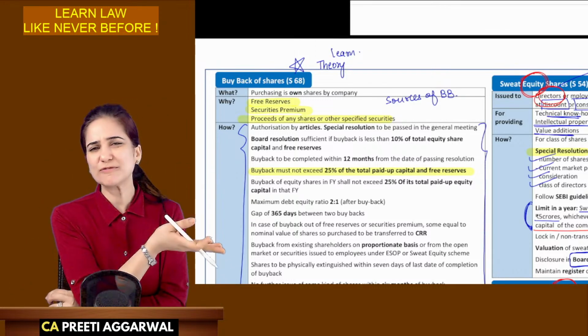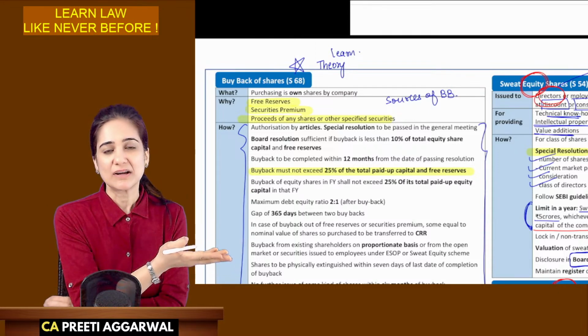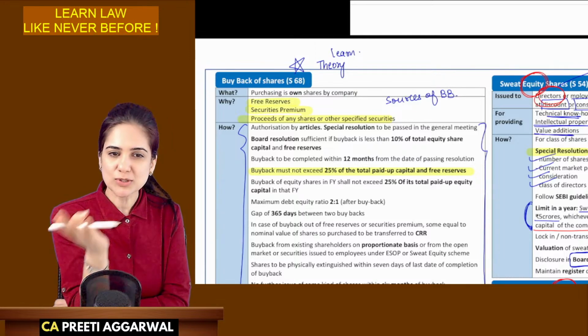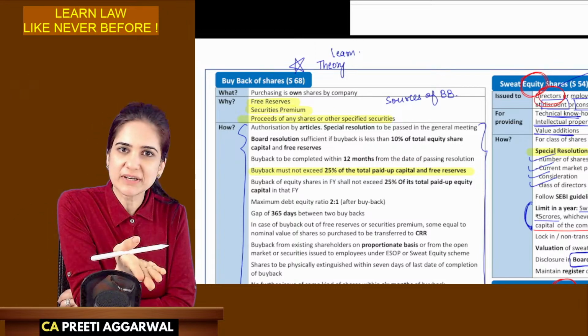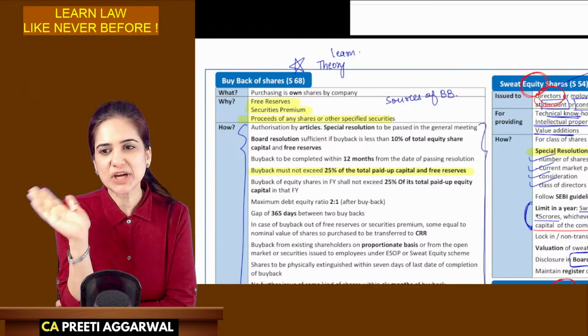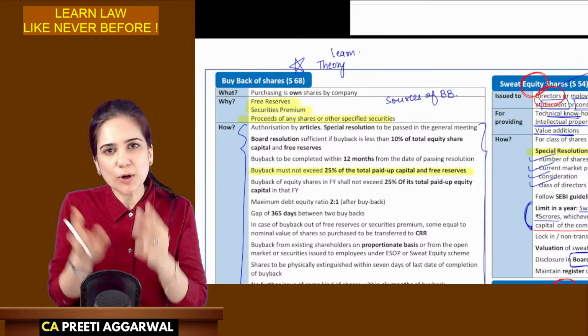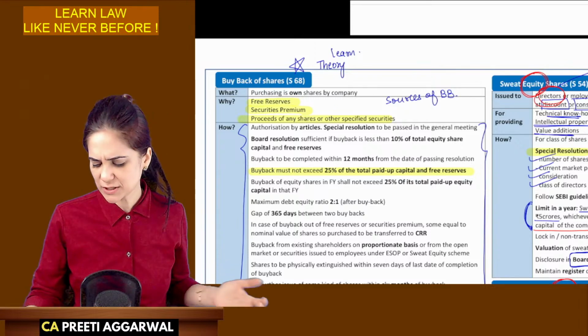Why will a company buy back? I have a lot of money. I don't have any better use of that money. And the cost of capital is more than the cost of borrowing. I'm giving more dividend than the interest at which I will get a loan. So if I need more money in the future, I will borrow it. And there are so many other reasons for buyback.